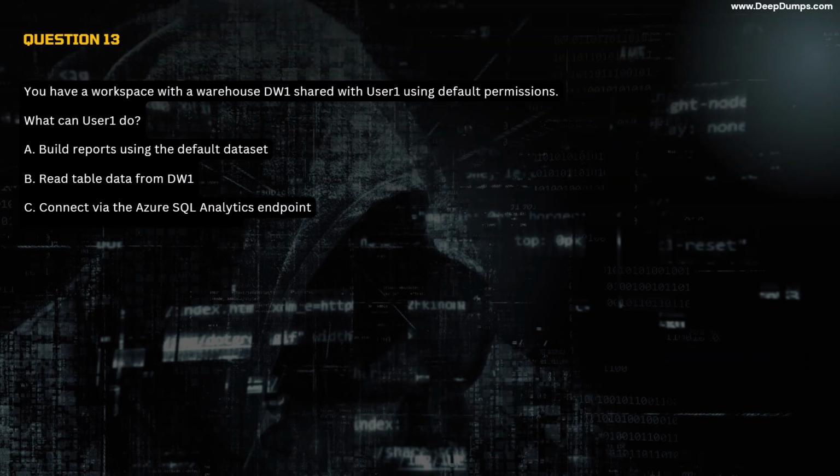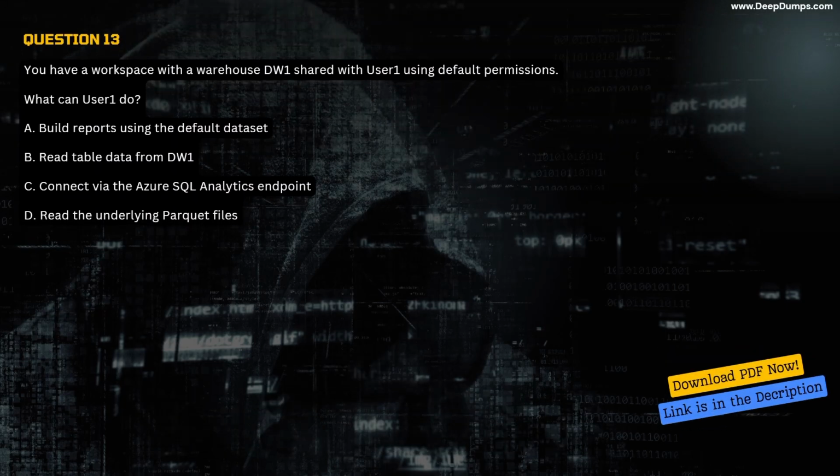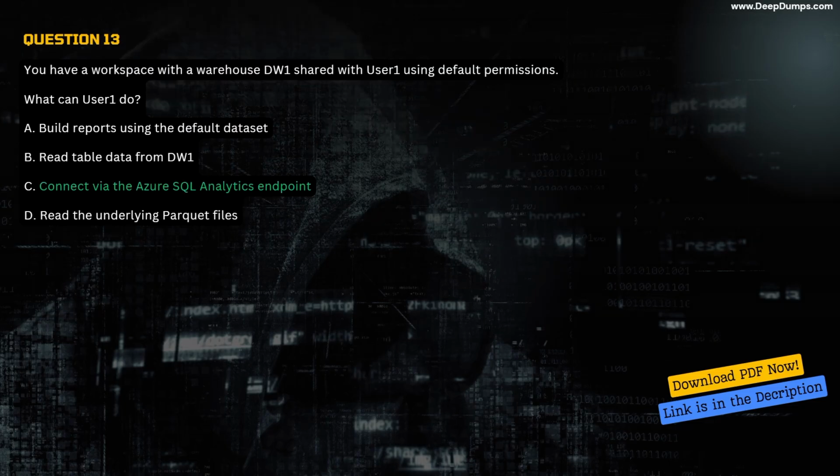Question 13. You have a workspace with a warehouse DW1 shared with User 1 using default permissions. What can User 1 do? A. Build reports using the default dataset. B. Read table data from DW1. C. Connect via the Azure SQL Analytics endpoint. D. Read the underlying Parquet files. Correct answer C. Connect via the Azure SQL Analytics endpoint.